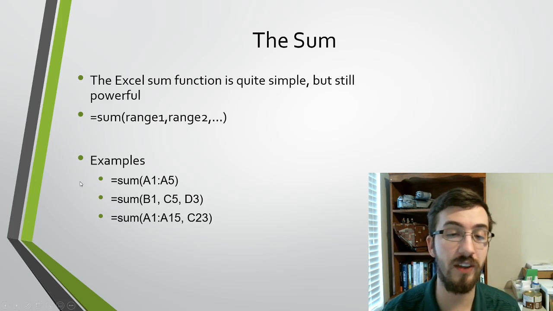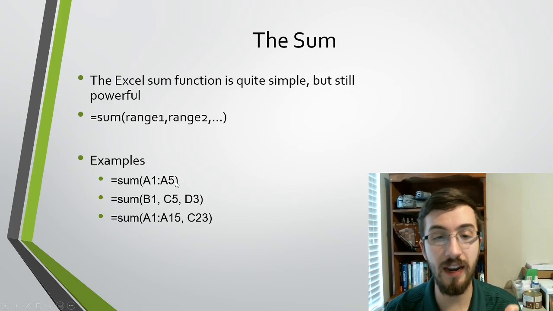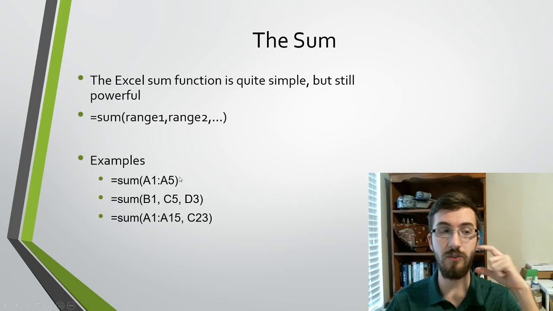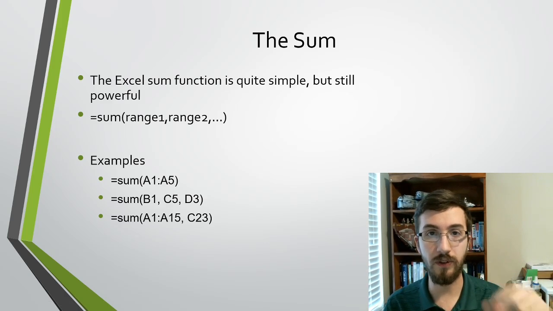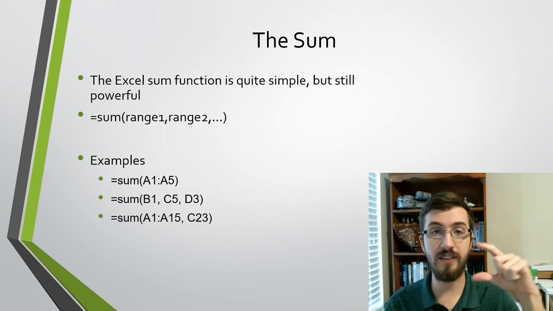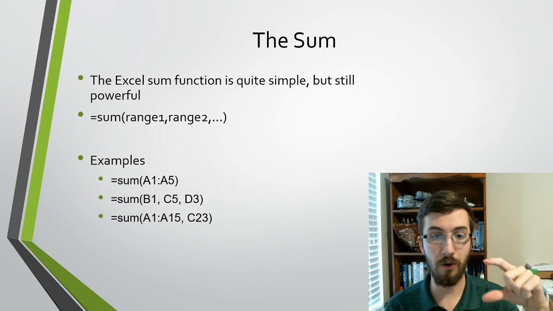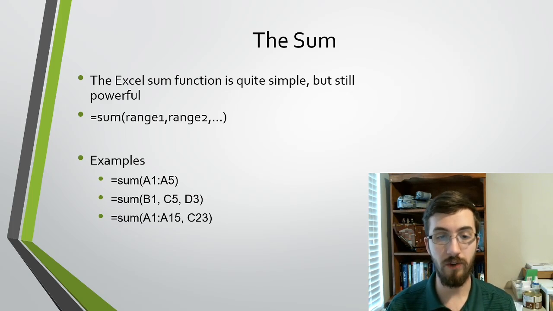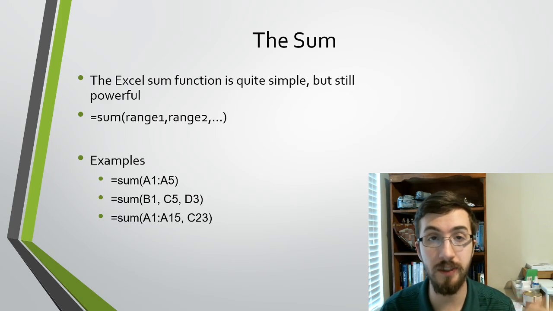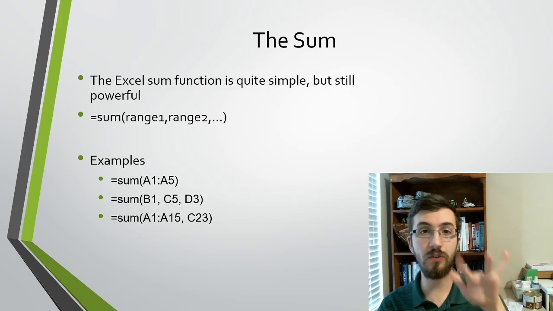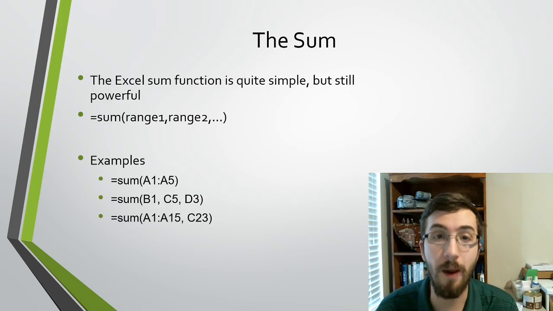And so you can do things like this. Equals sum of A1 to A5. And that takes those 5 cells, A1, 2, 3, 4, 5, and it just finds the sum. It just adds up the numbers. Nice and simple. Right? You could also do equals sum of B1, comma, C5, comma, D3. And that takes those 3 cells and adds them up.